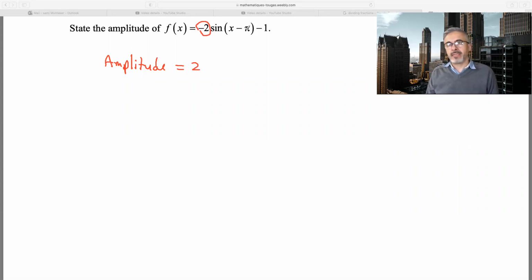Minus pi here, that's shifting pi to the right. Minus 1 here is shifting down 1. But the amplitude, the common mistake that we see students make all the time, they get a question like this, worth 2 marks, and they choose -2 and they lose that mark. It's 2. So always, the amplitude is positive, never negative. Okay.